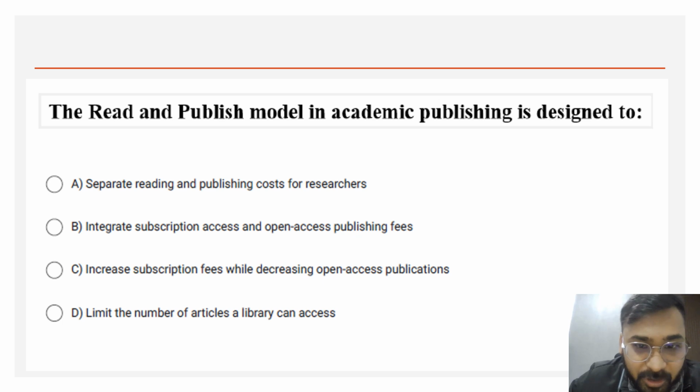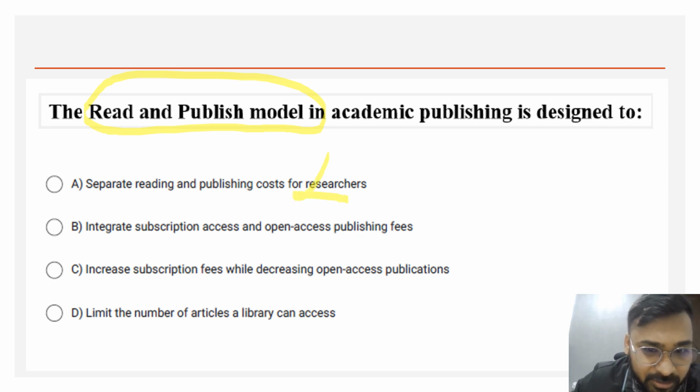The read and publish model in academic publishing, that is somehow related to open access. All right. Integrating subscription access and open access publishing fees, increasing, separate reading and publishing cost for researchers. It is wrong. You have to eliminate. Integrate subscription access to open access publishing fees. This could be, but let's see other.